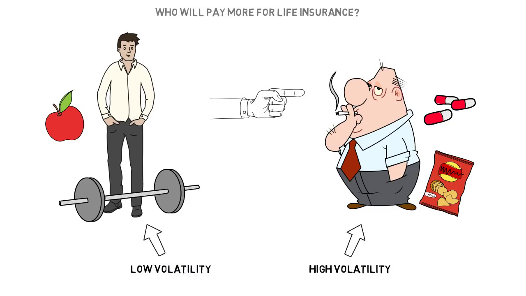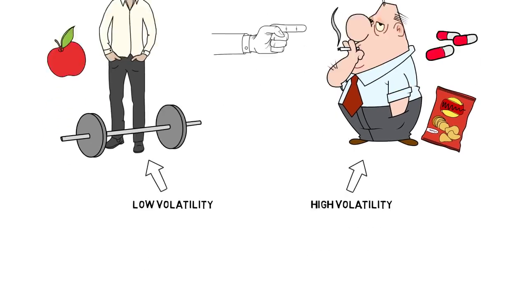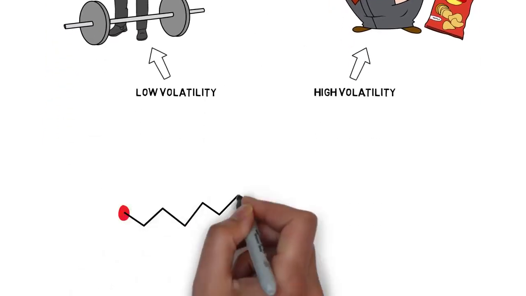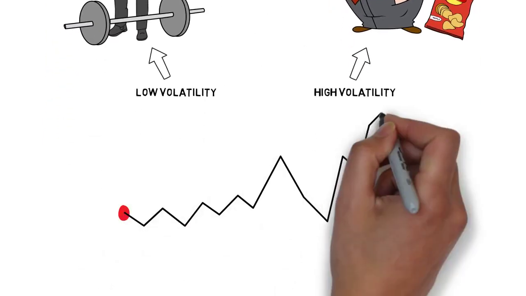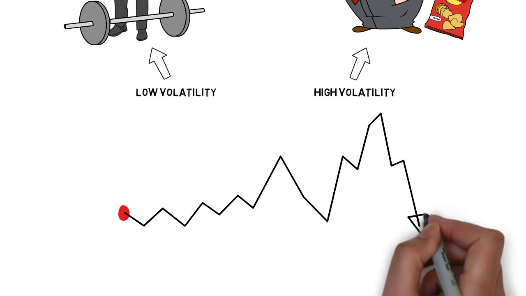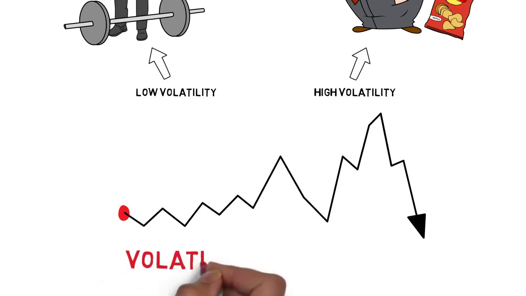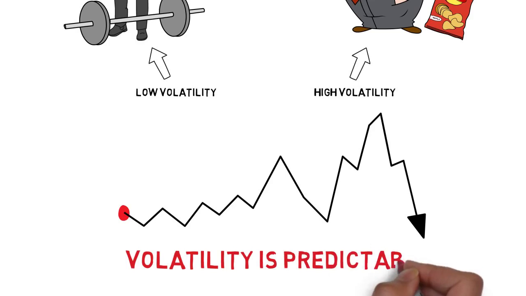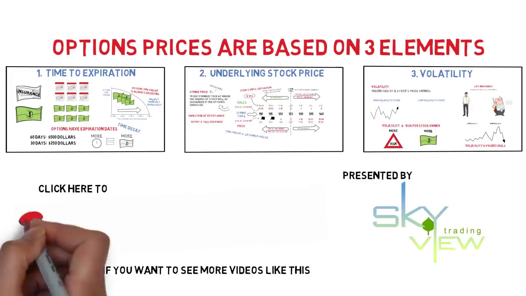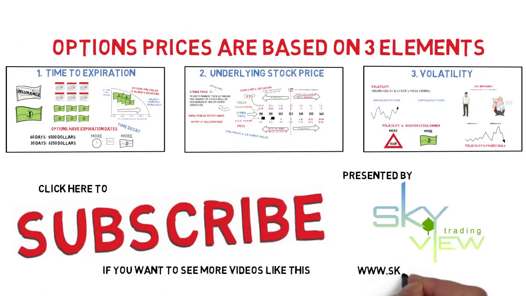Now, different stocks have different volatilities, but volatility is something that moves around. A stock with low volatility now might have high volatility in the future. Volatility is much more predictable than stock prices, so if you're trading options, it's important to position yourself on the right side of volatility. This is the backbone of my trading strategy, which you'll learn about in the next few videos. And the combination of these three elements is what determines option prices.